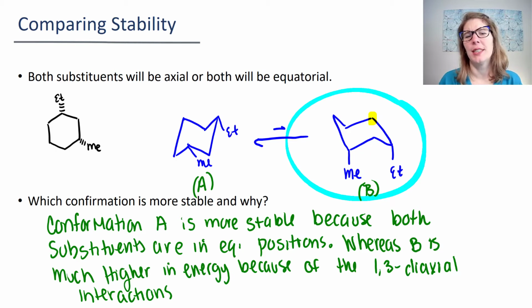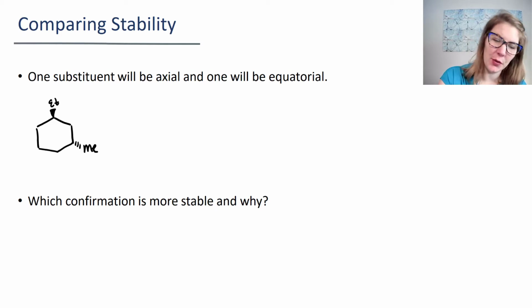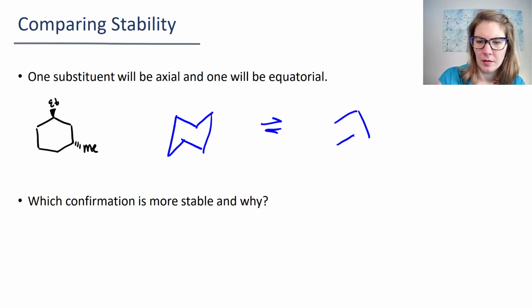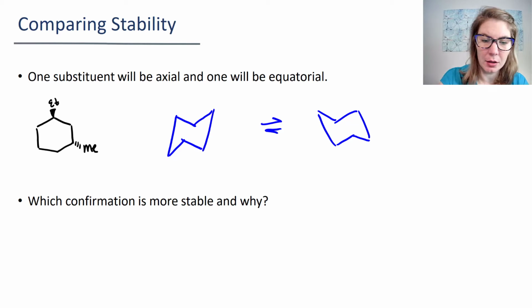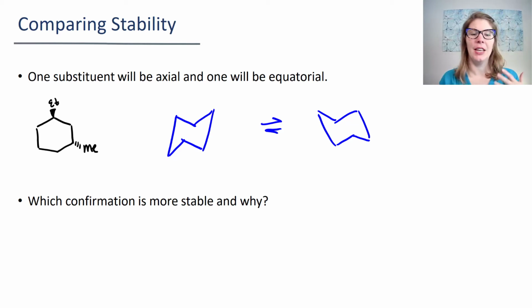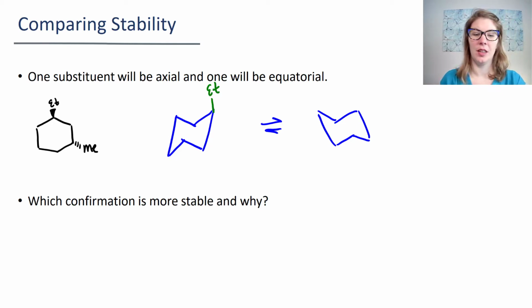Let's look at one more example. Here I changed this ever so slightly. I changed the ethyl from a dash to a wedge. We're going to draw another set of chairs for this, and then we're going to compare stability again. The ethyl is wedge, which means it's coming out of the plane of the page. And when it's coming out of the plane of the page, this is up. So now ethyl will be up here.